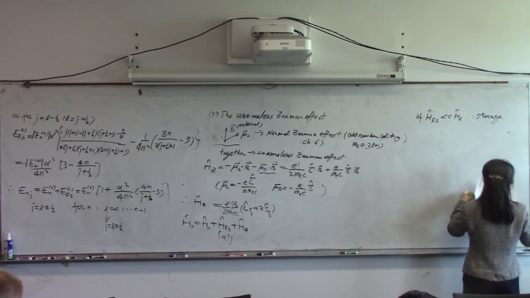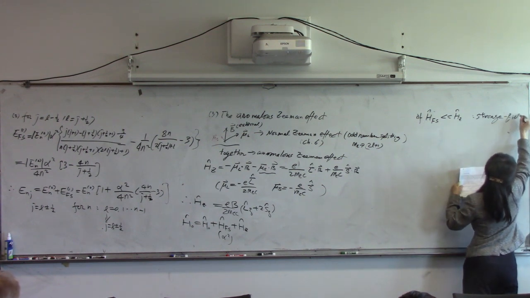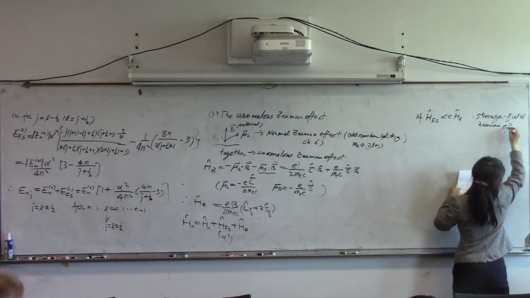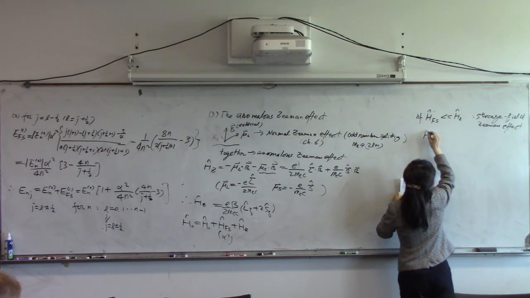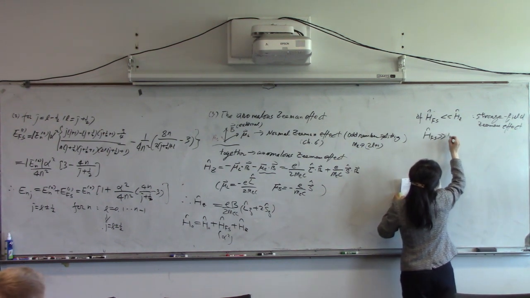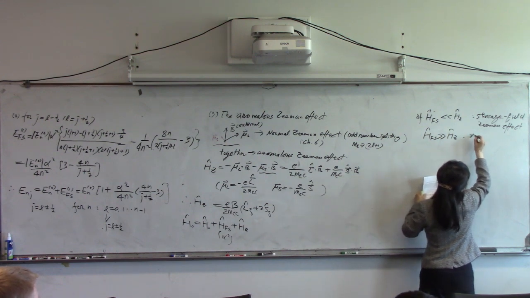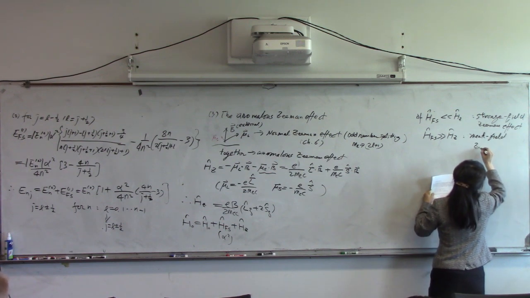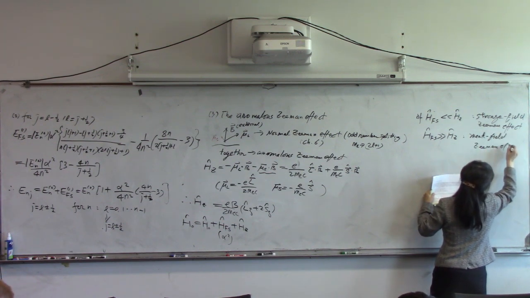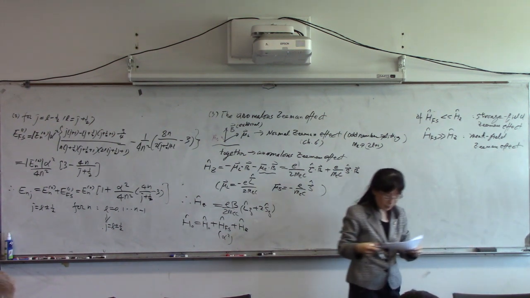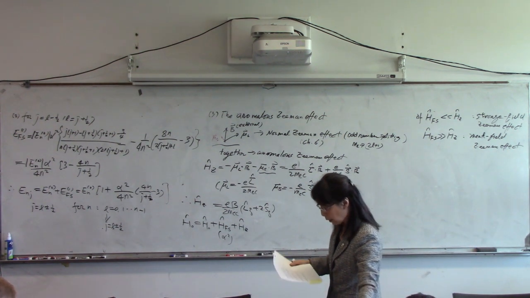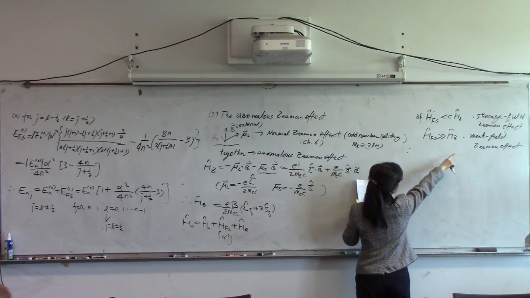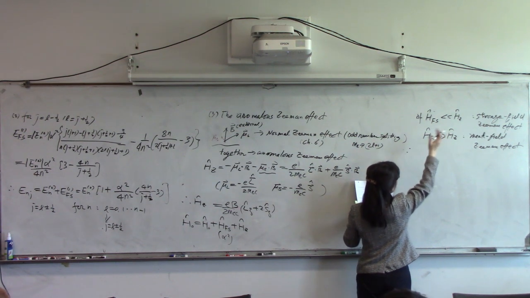Or strong field. Zeeman effect. If the fine structure contribution is much stronger than the Zeeman effect, we call it weak field. So we are going to consider these two cases separately, and see how to measure which one is strong and which one is weak.